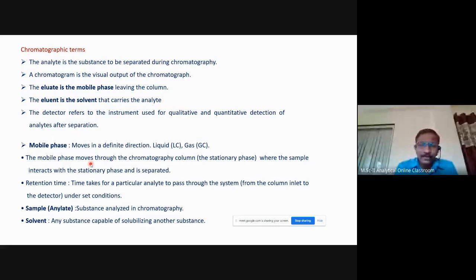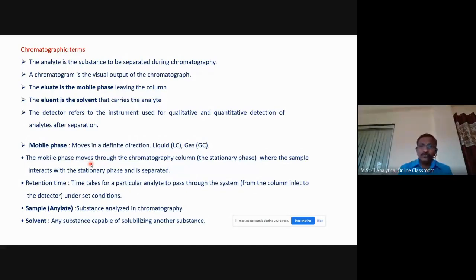On the basis of the time taken for the separation, that is called retention time, that is the time to pass through this system, from column inlet to the detector under the set conditions. Mostly this part is in terms of instruments like GC, HPLC. So that is under pressure, and we can collect the fractions automatically.